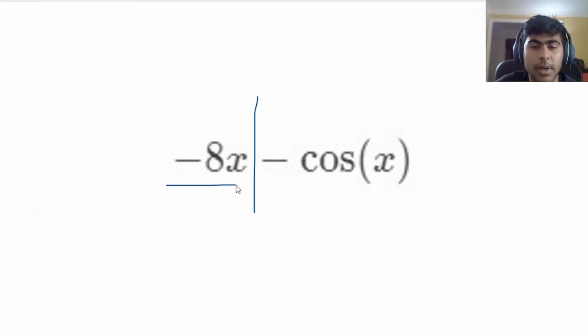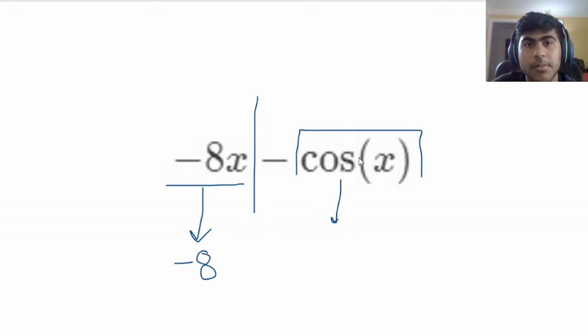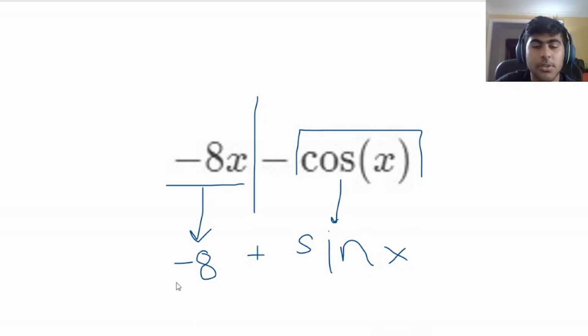So you take this minus 8x, and it becomes minus 8. You take this minus cos x. Here's where you have to be careful. Cos x by itself will give you minus sine x. And then you're taking the negative of minus sine x, and that would give you positive sine x. You end up with negative 8 plus sine x as your answer.